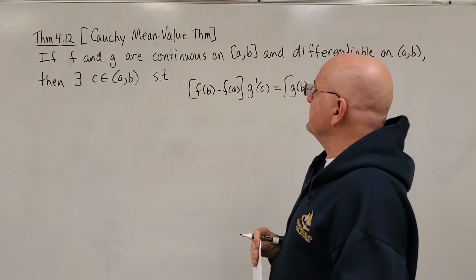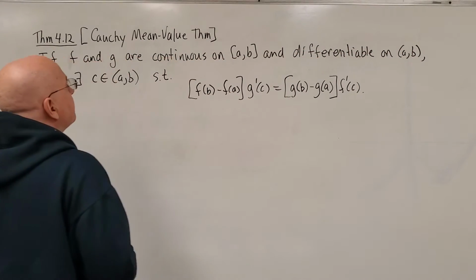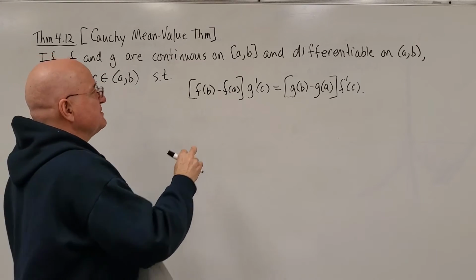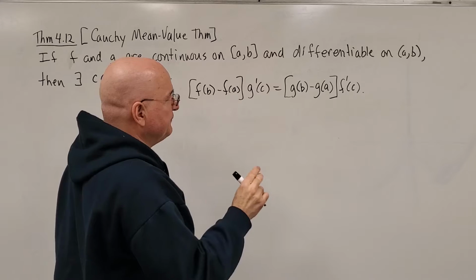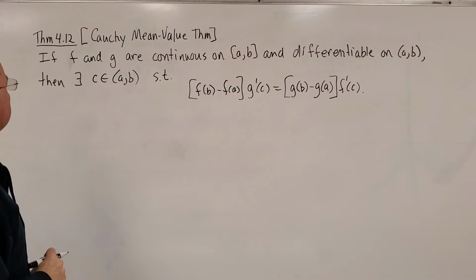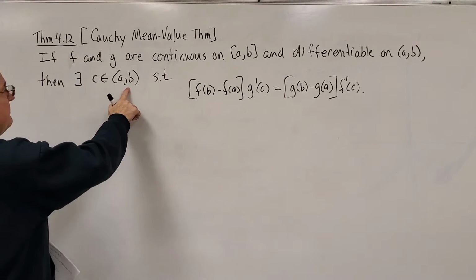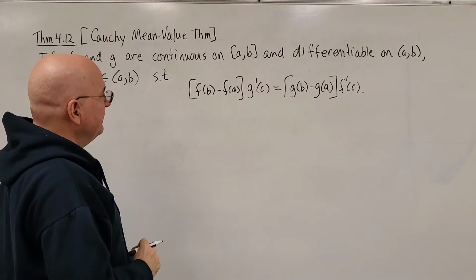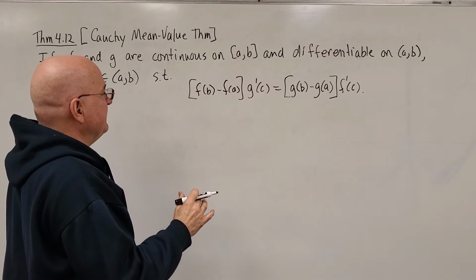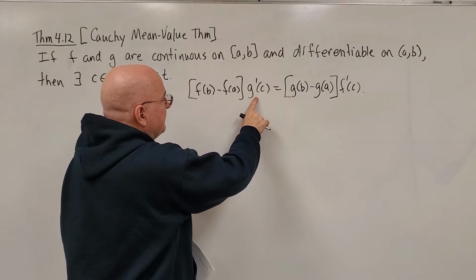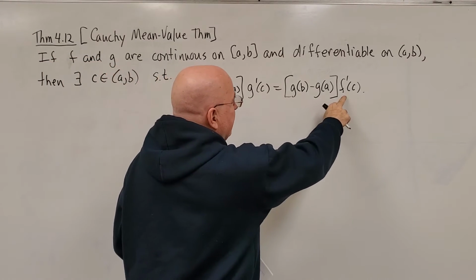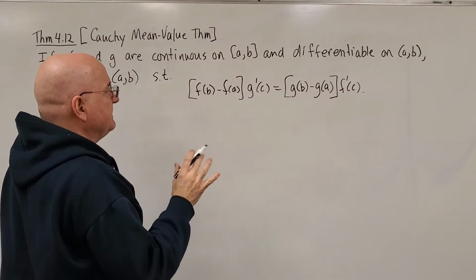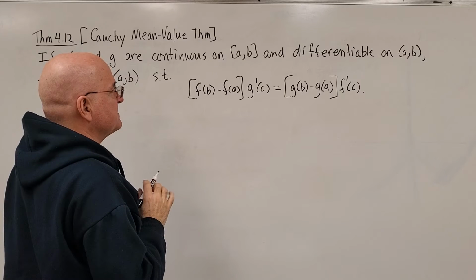Okay, let's state the Cauchy mean-value theorem. If f and g are continuous on the closed bounded interval [a, b], and differentiable on the open interval (a, b), then there is a c somewhere in between a and b such that this formula holds. It's interesting because it's taking the derivative of g and the derivative of f at the same value of c in the interval. And let's write this slightly differently.